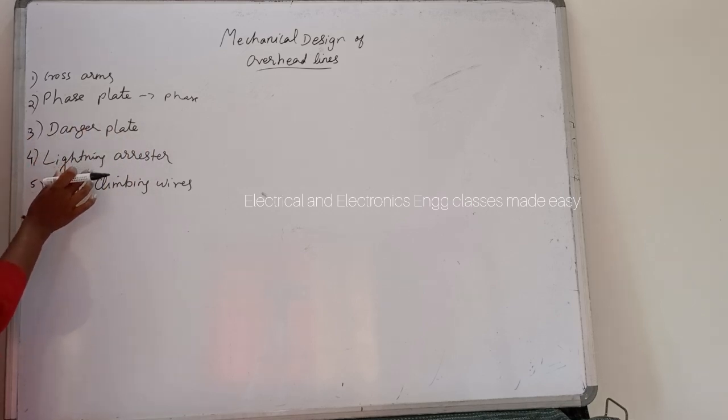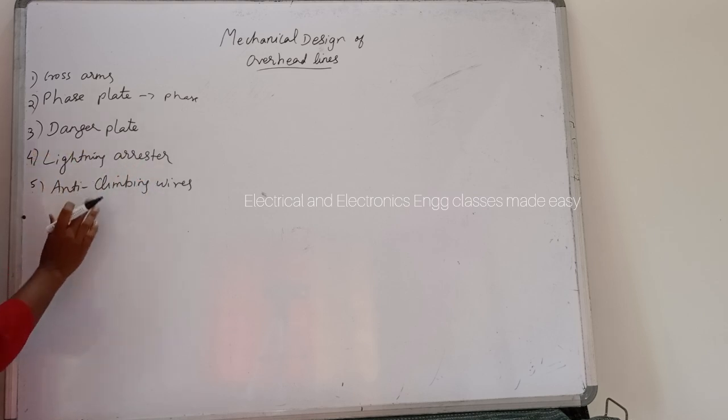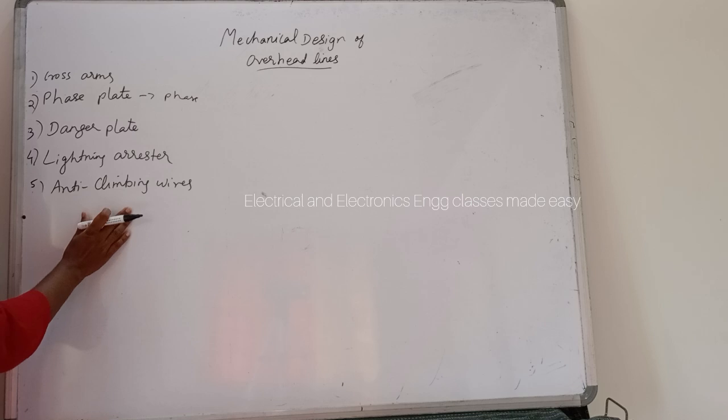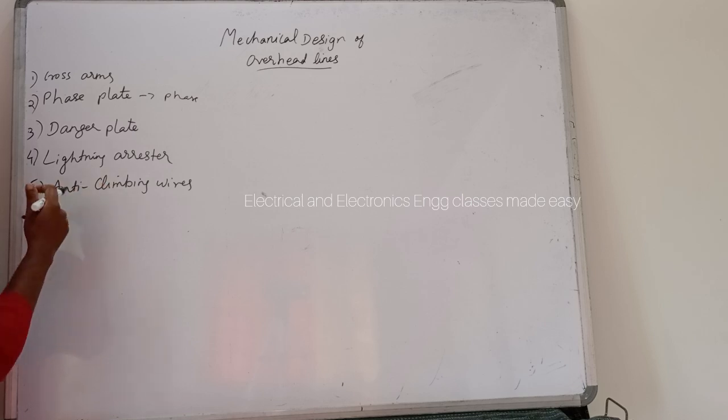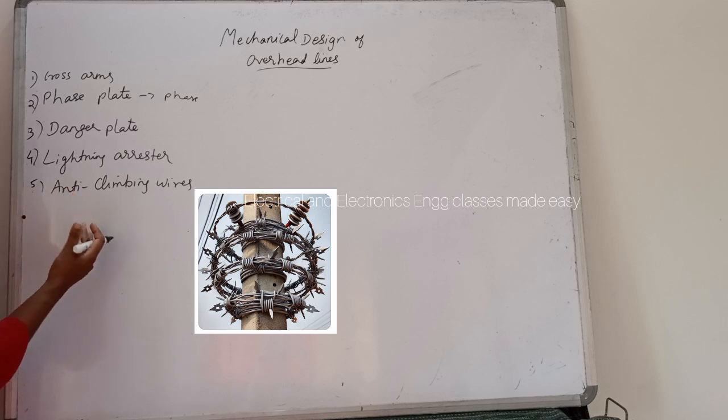Then what is lightning arrestor? So lightning arrestor is used to protect the insulation and conductors of the system from the damaging effects of lightning. Then what is anti-climbing wires? Anti-climbing wires are physical barriers installed on utility poles or structures supporting overhead power lines.